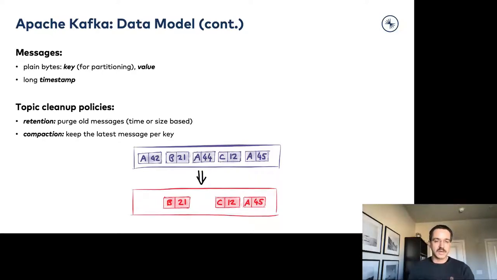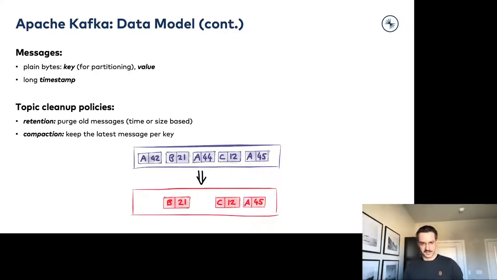And what you can also do here is you can also delete stuff. So there we have so-called tombstone messages, where we say, well, if you write a message with a particular key and you set the value to null, then we just treat it as delete, and then we can delete the entry from the topic entirely.